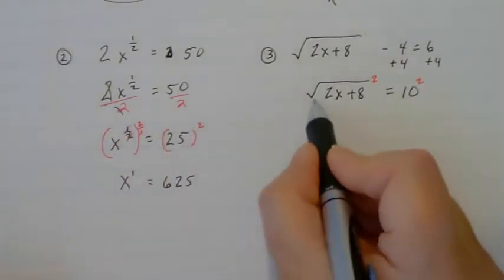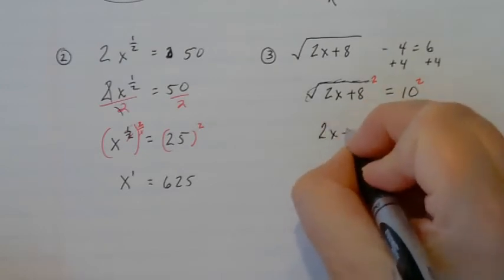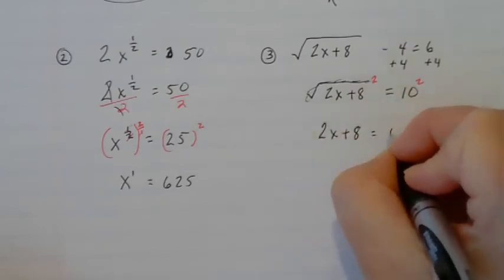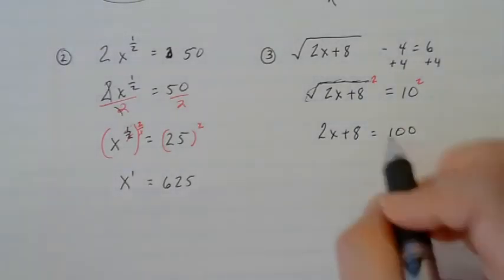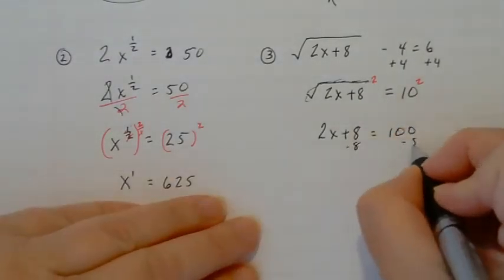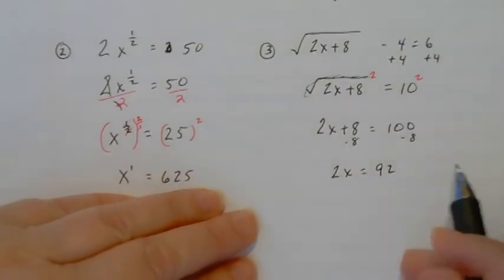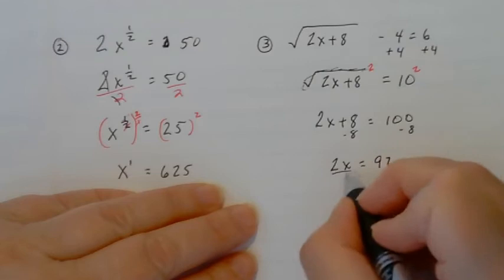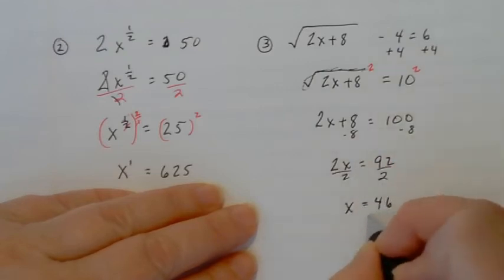And when you square a square root, they cancel each other out. So the left side is 2x plus 8. And on the right side, I have 10 squared, which is 100. And then I'm going to subtract 8 from both sides. So I get 2x equals 92. And then divide both sides by 2. And I get x equals 46.